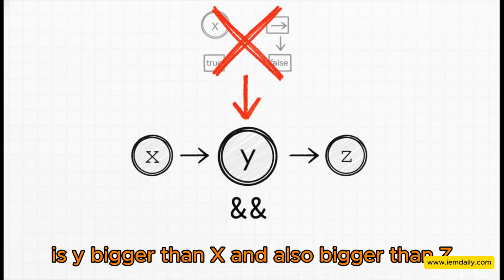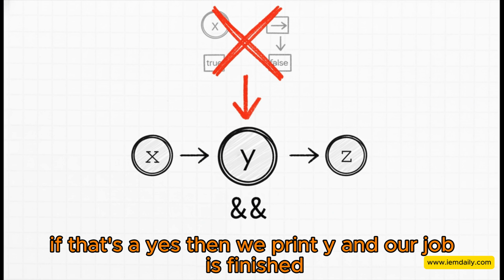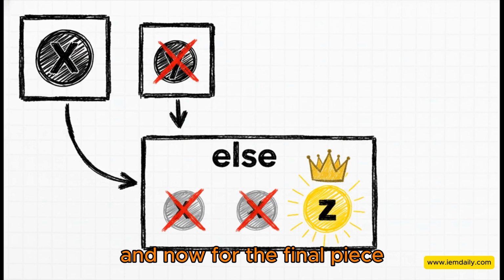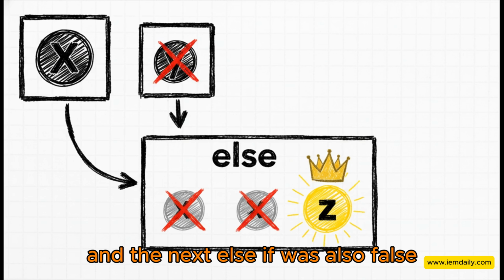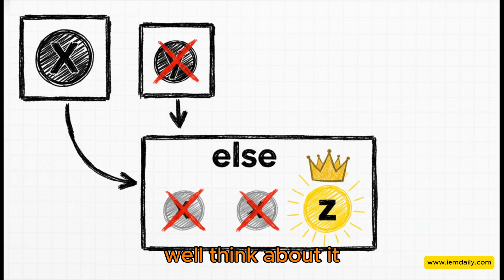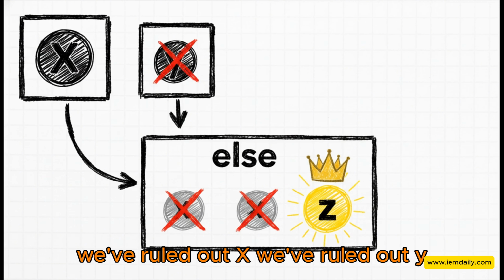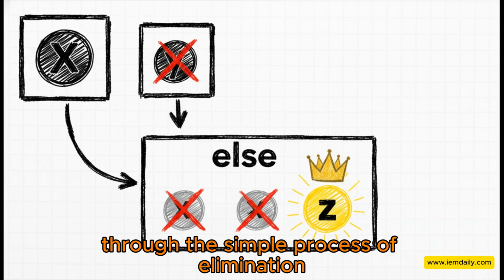Is y bigger than x and also bigger than z? If that's a yes, then we print y and our job is finished. And now for the final piece. What happens if that first if was false and the next else if was also false? Well, think about it. We've ruled out x, we've ruled out y. Through the simple process of elimination, who's left?